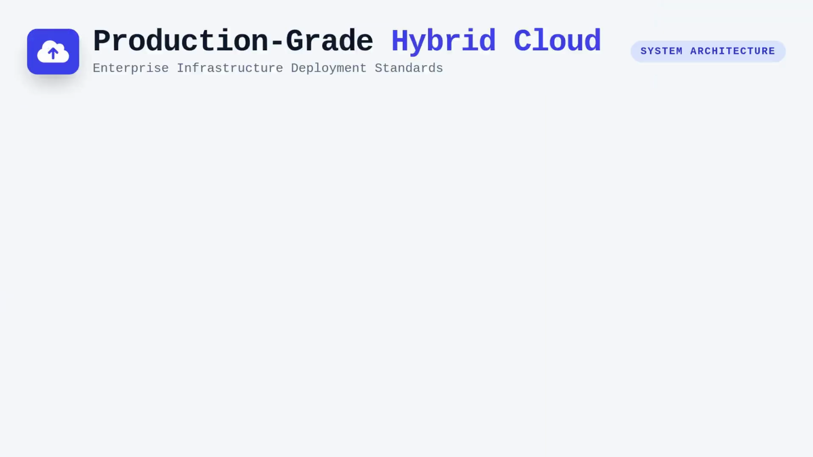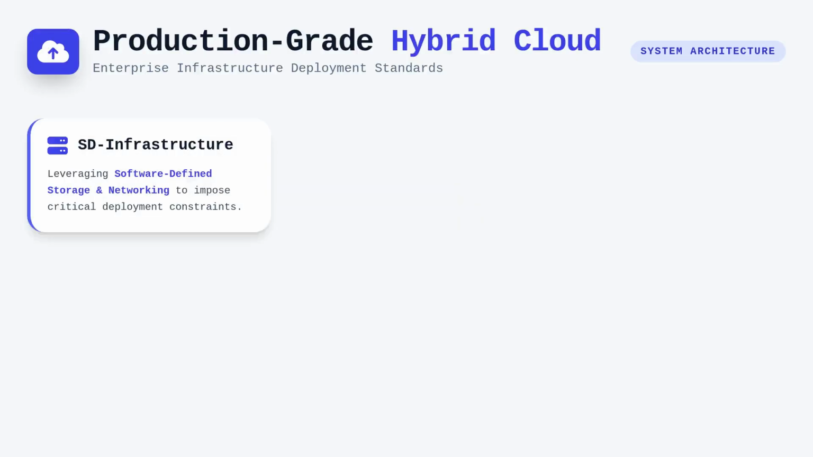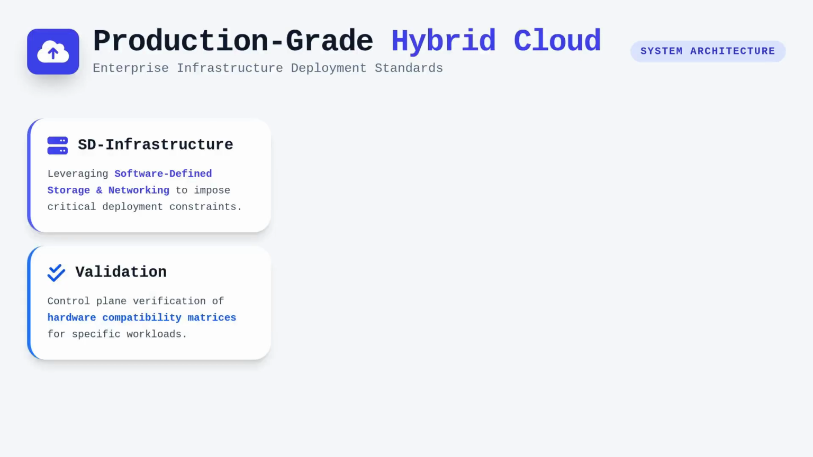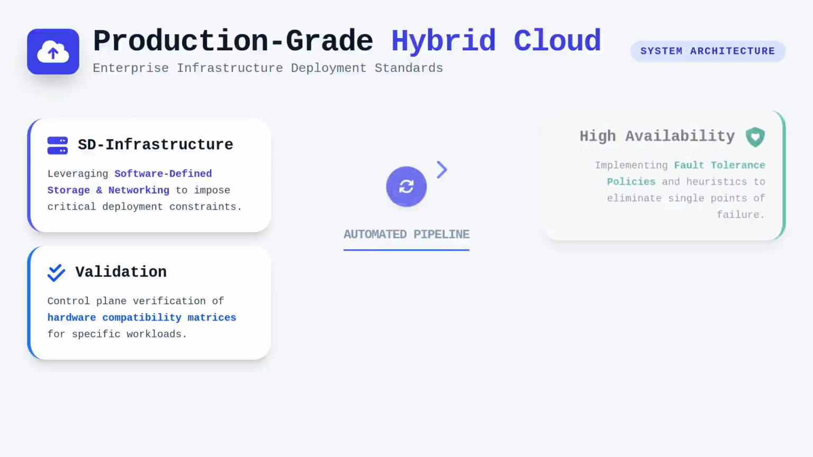One of the most critical aspects of this deployment process involves the constraints imposed by software-defined storage and networking. When you initiate a deployment, the control plane must validate that the target hardware meets the specific compatibility matrices required for the intended workload. If your configuration includes high availability requirements, the deployment mechanism must factor in fault tolerance policies that mandate specific placement heuristics to avoid single points of failure.